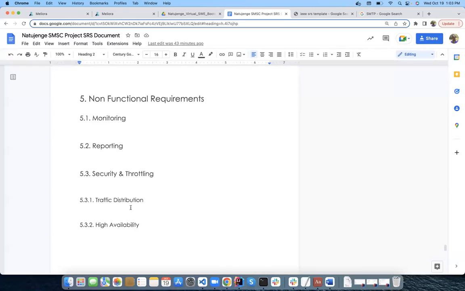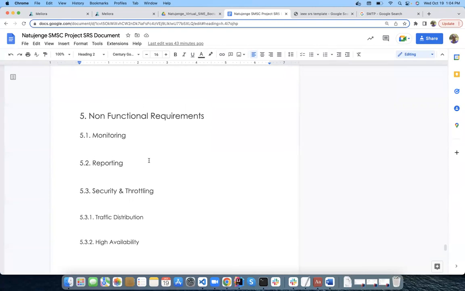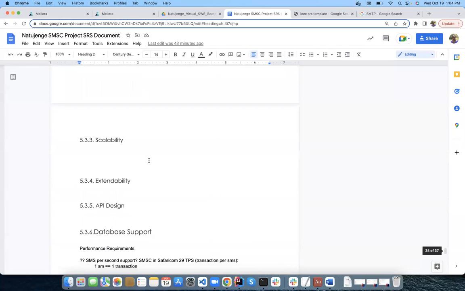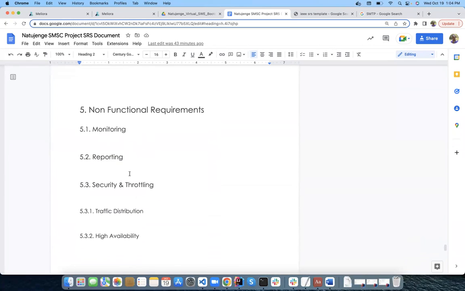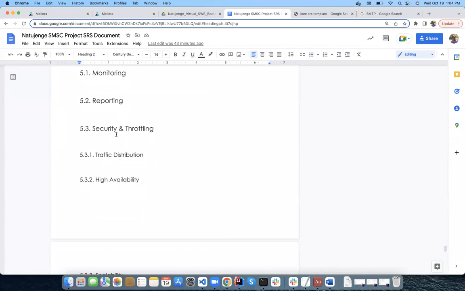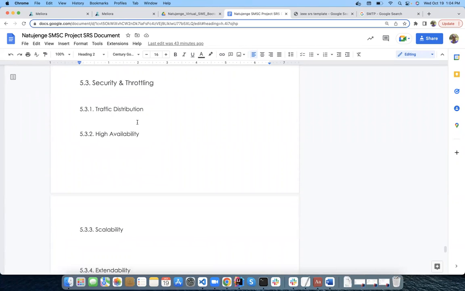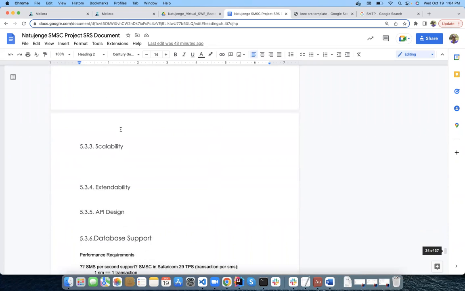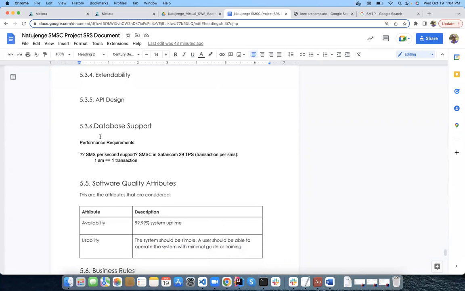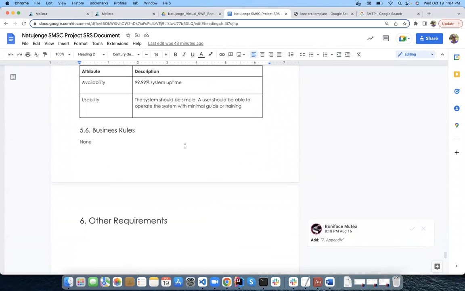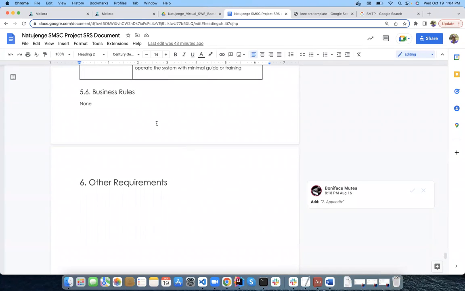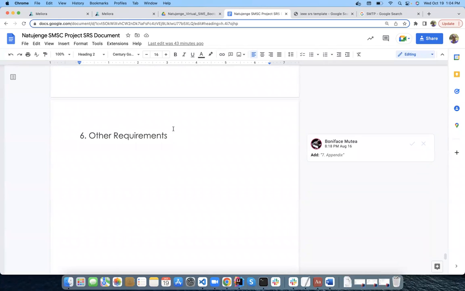So non-functional, we will talk about all the non-functional requirements that you have, but there are certain things that are required here: monitoring, reporting, security and throttling. We have to discuss those. Traffic distribution, high availability, scalability, extendability, API design, data support, and then software quality attributes that we have to look at. Then business rules that are there. Anything else you write there.